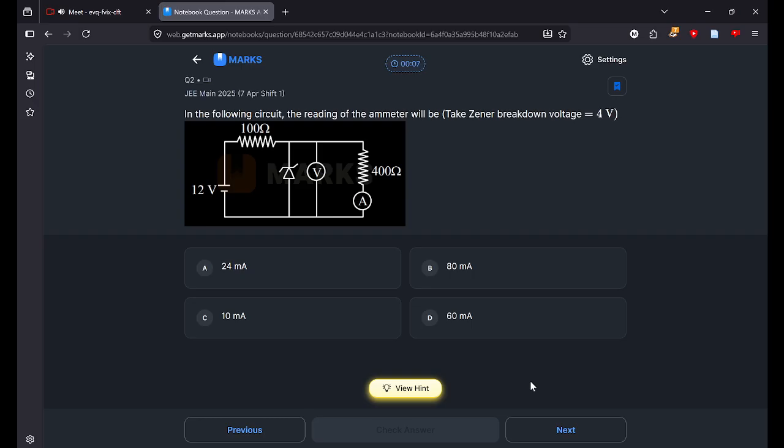In the following circuit, the reading of the ammeter will be. So they want to know in this circuit IL. Okay, so in problem 2, they have given Vs equal to 12 volt, Vz equal to 4 volt, RL equal to 400 ohm, and Rs equal to 100 ohm, and they want to know the IL. Okay, back to the board.